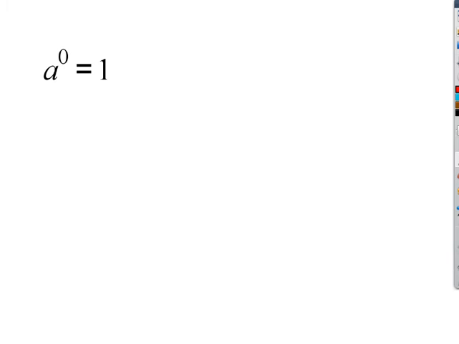This is the rule. A to the 0th power equals 1. This rule is special because no matter what a is, as long as it is not 0, a to the 0th power is 1. Or in other words, anything to the 0th power is 1.